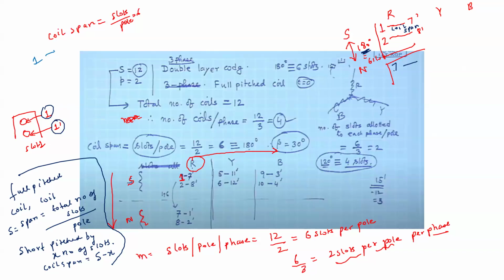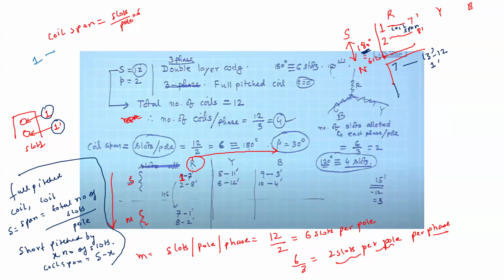Now again from 7, what will be the coil span? 7 plus 6, which is 13 dash. Now remember, there is no 13 dash because it is 12 number of slots. So it means 13 minus 12, that is the far end. So this is 1 dash.